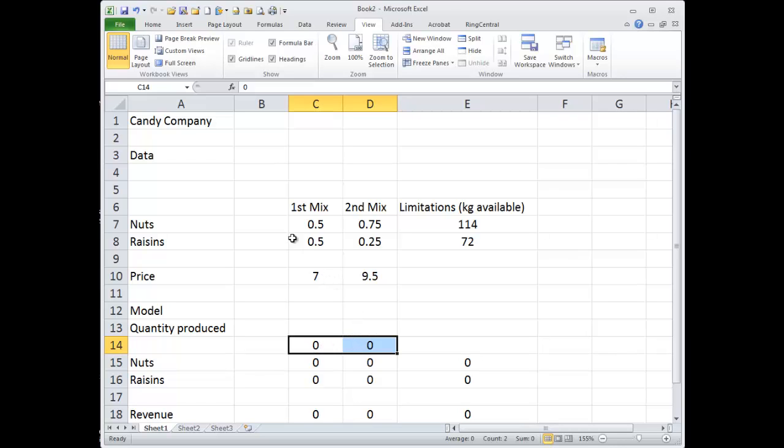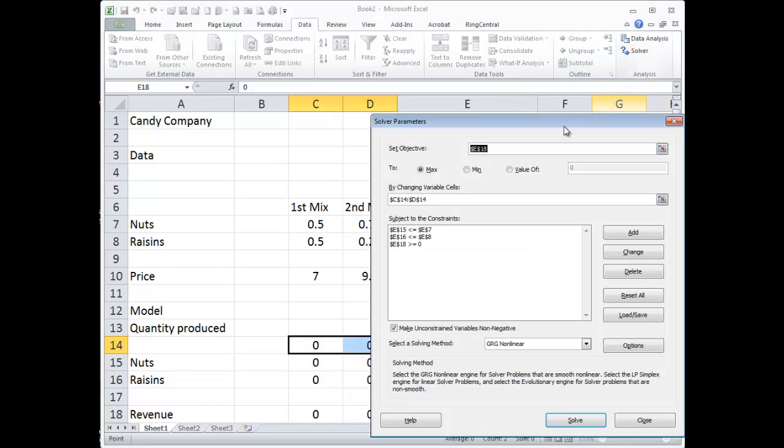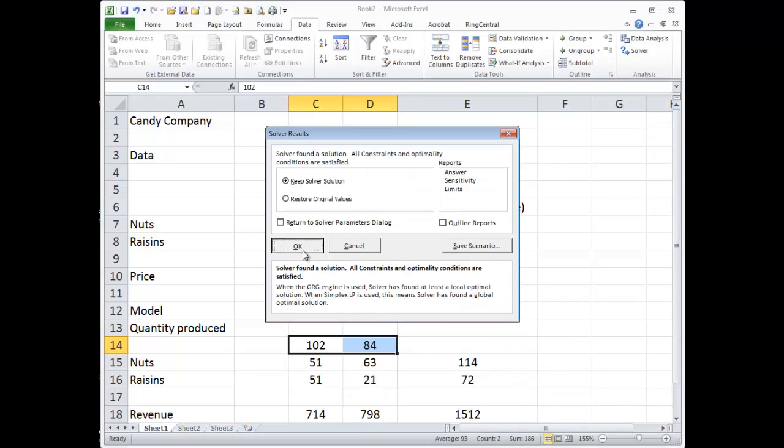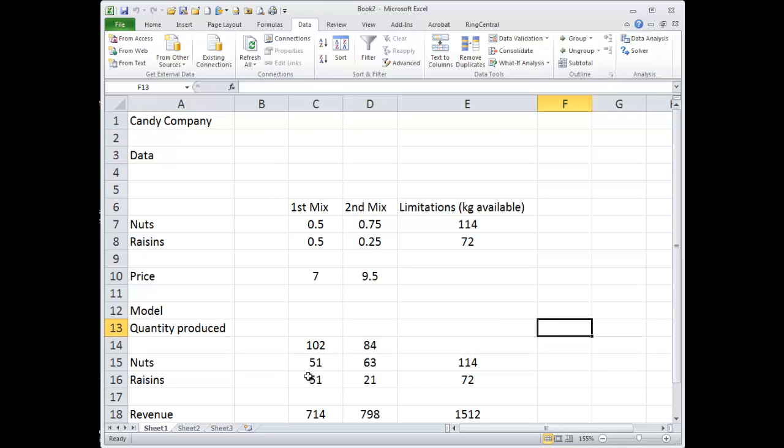Now, so if we solve the equation, or solve this setup, I already have it set up here, so we just solve it. Then we get the answer that we had last video, which is it's 102 kilograms of this mix, 84 kilograms of this mix, giving us a revenue of $1,512. Now the next problem is, let's change this to 11.